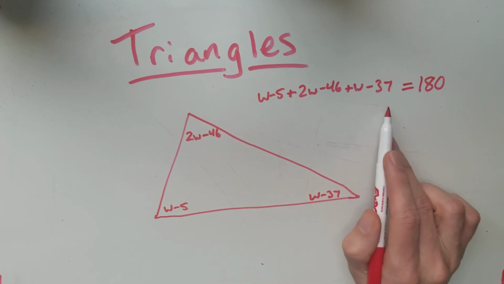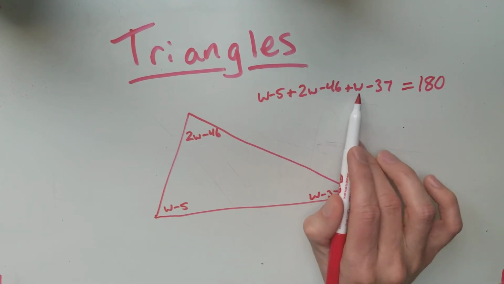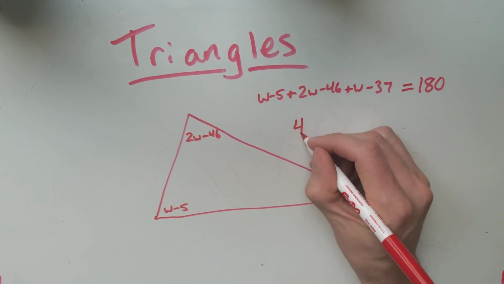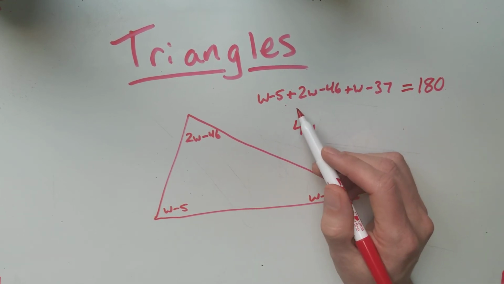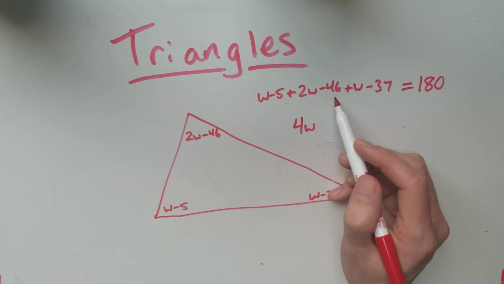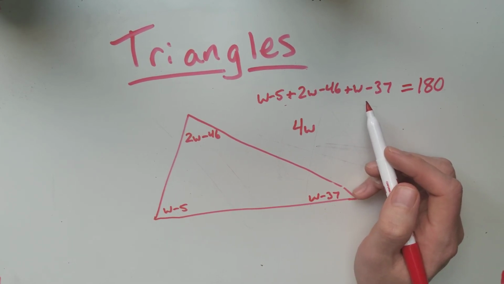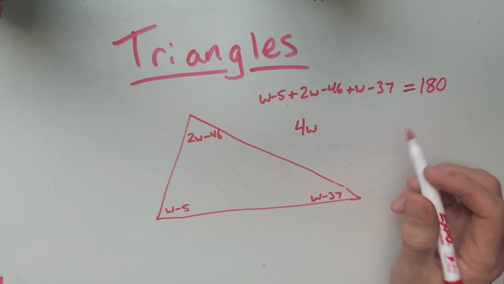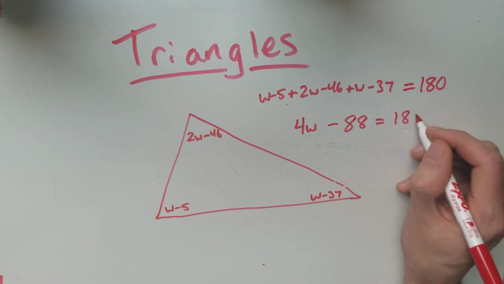There's a lot going on over here, but it's all skills that we know how to do. Add your w's together, your like terms. W plus 2w plus w is 4w. And we're dealing with some negatives, but that's okay. You have negative 5 minus 46 minus 37. So negative 5 minus 46 is negative 51 minus 37. That's going to give you negative 88 over here. And that equals 180.